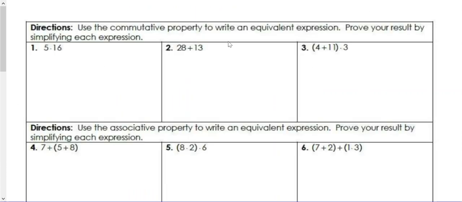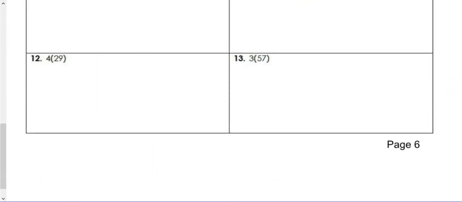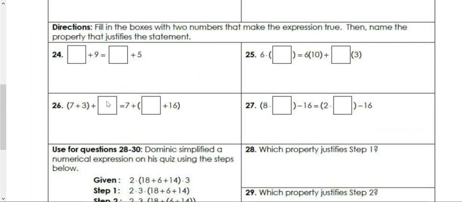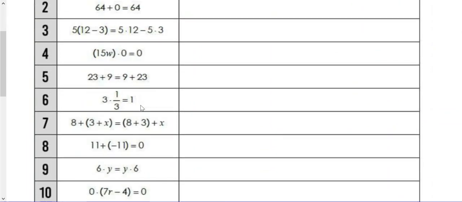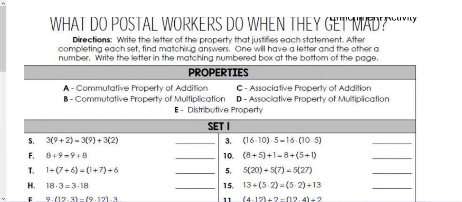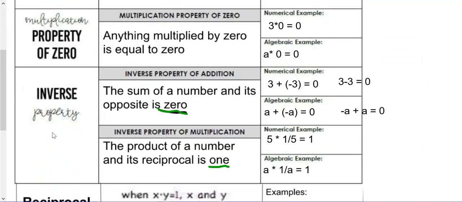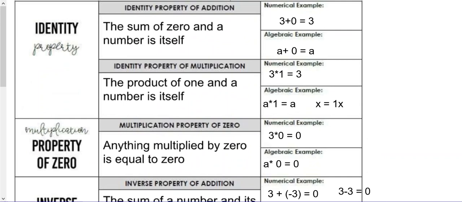Now you're going to actually write some equivalent expressions. For part of it, you're going to tell me what kind of property the expression uses, and then there are some more, and we'll see how many pages we get through, and then there is an enrichment activity you can do on your own if you have time. So what we just did was identity, multiplication property of 0, the inverse property, and the reciprocal. So now we will do the examples, and then that's it for the videos today.